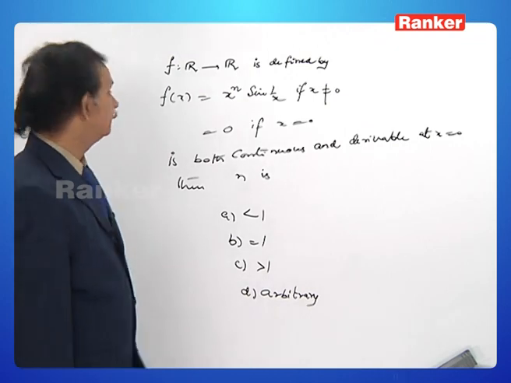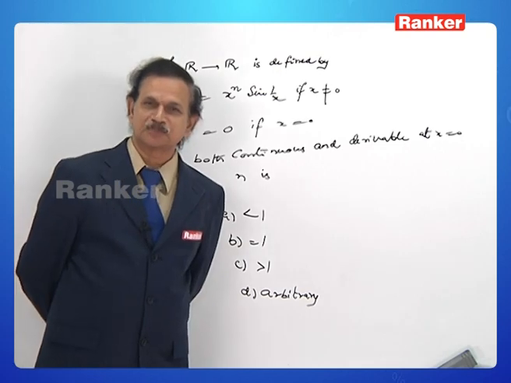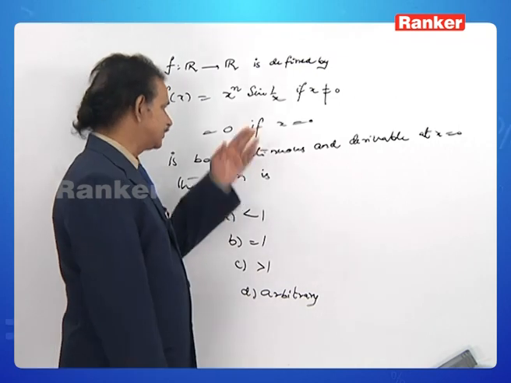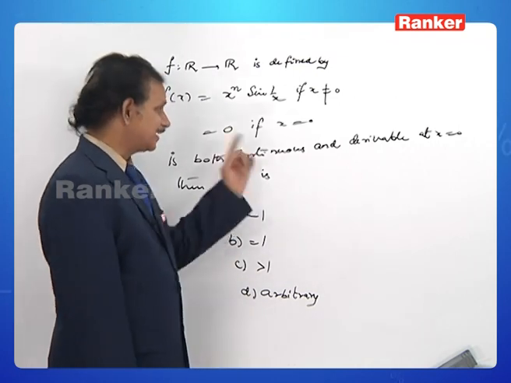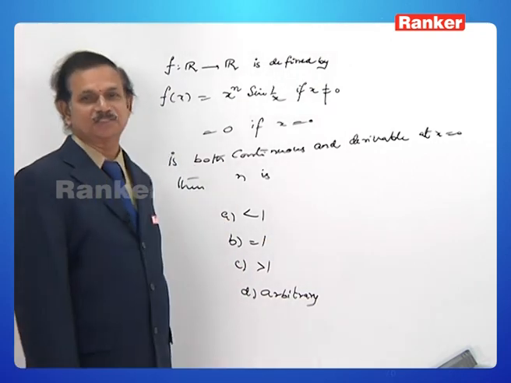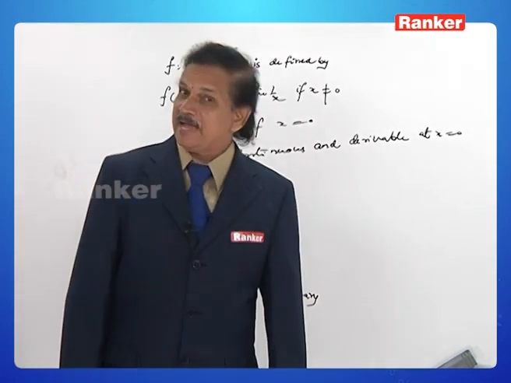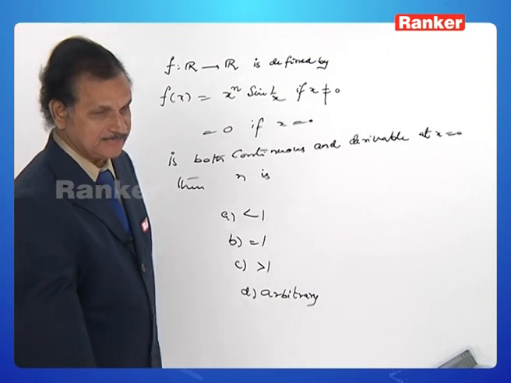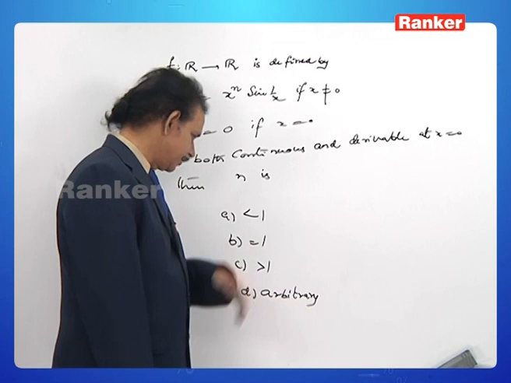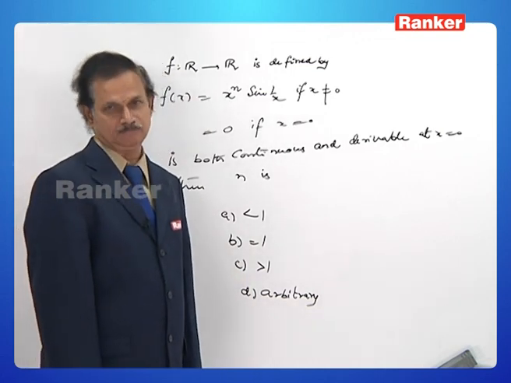Observe the question carefully. f from R to R is defined by f of x is equal to x power n into sine 1 by x if x not equal to 0, is equal to 0 if x is 0. It is both continuous and derivable at x equal to 0. He is giving us. In the data itself it has been provided. Then what should be the nature of n? He is asking. Less than 1? Greater than 1? Greater than or equal to 1? Arbitrary? Arbitrary means whatever value you can have.